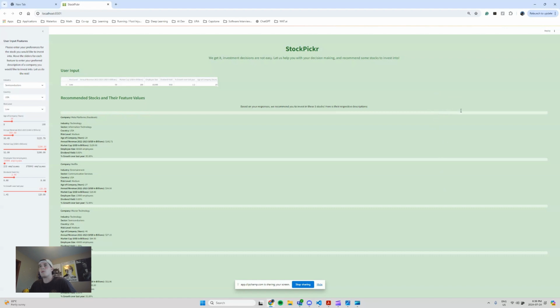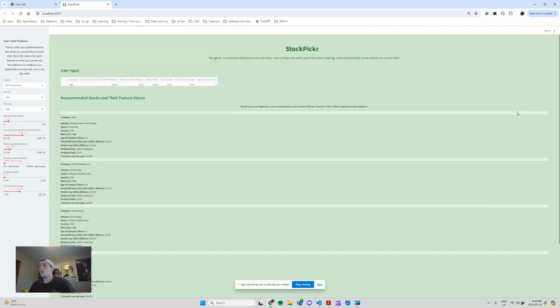So let's say we want to invest into maybe a high risk startup per se. So we're looking for a startup that's high risk, smaller company years, has a generally high revenue, doesn't have to be a super high market cap, maybe just in the middle. And we're also looking for an employee size around maybe 10,000 is fine. It's not too high, not too low. And we don't really care about dividend yield, so we're going to put that pretty low. And let's say we want to have a pretty high amount of growth over the last year.